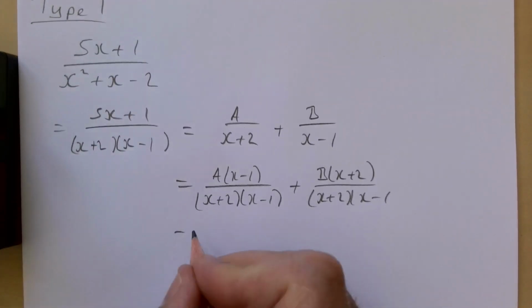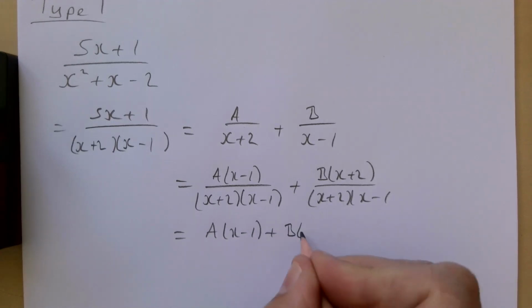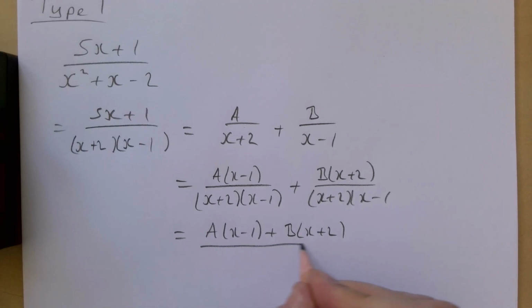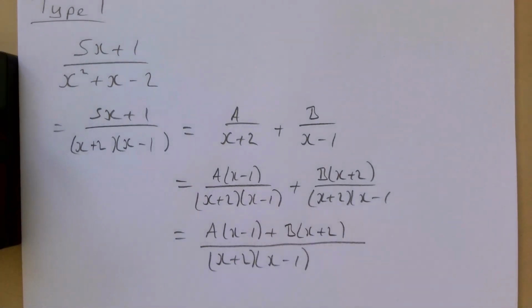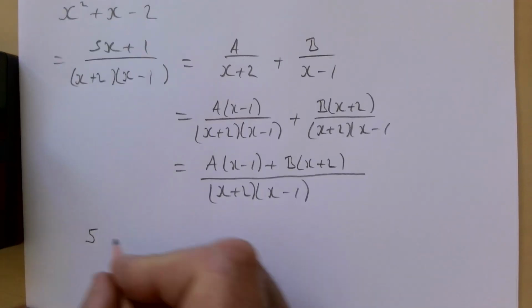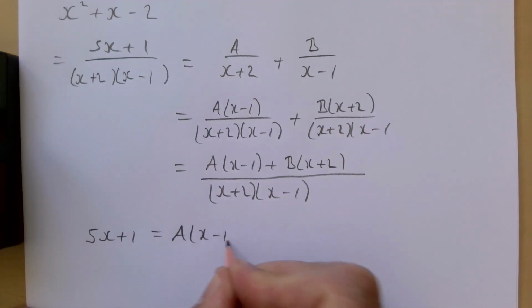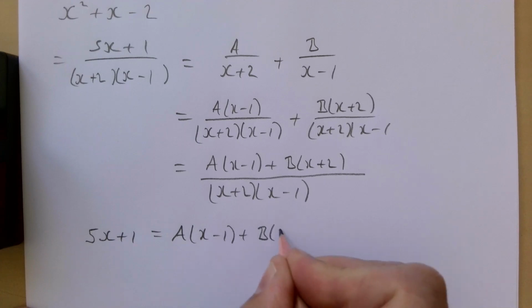If we join them together, we will have A times x minus 1 plus B times x plus 2 all over x plus 2, x minus 1. So here's what we started with, 5x plus 1 upon these. And notice there's an equals sign down to here, so this must be the same as this. The bottom lines are the same, so the top lines must be equal to each other. So our next line is 5x plus 1 equals A times x minus 1 plus B times x plus 2.